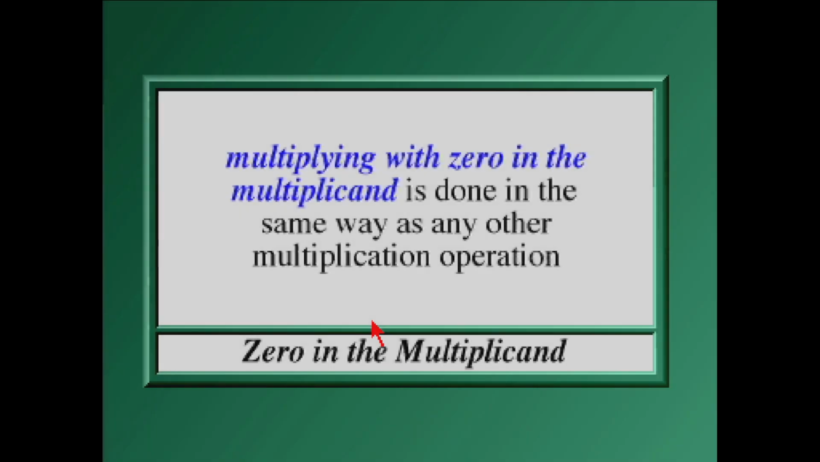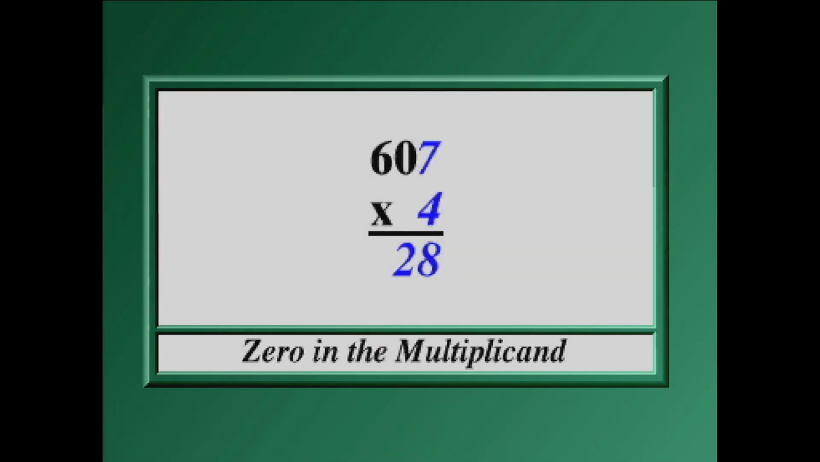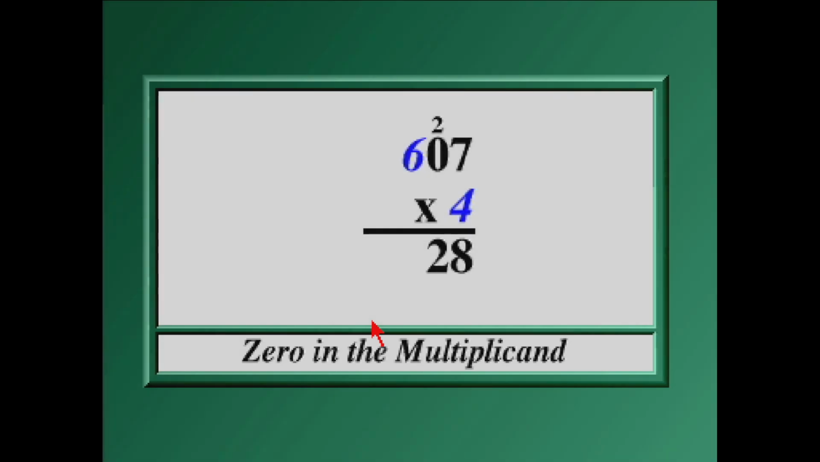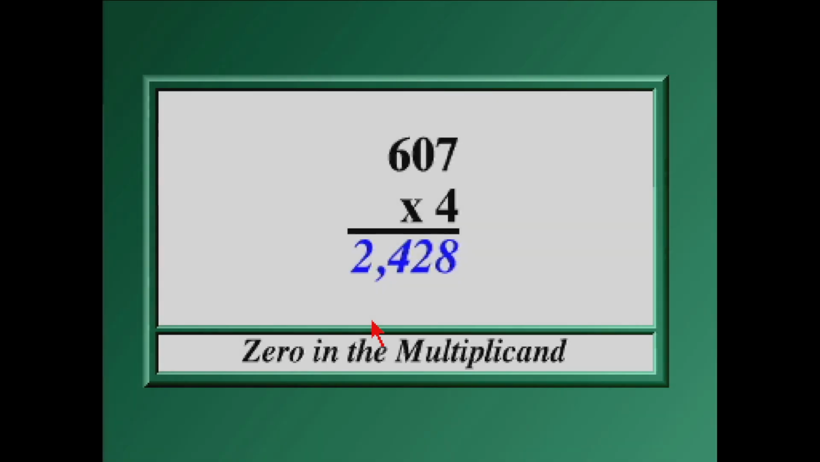Multiplying with 0 in the multiplicand is done in the same way as any other multiplication operation. For example, 607 times 4 would be written by putting the multiplicand 607 over the multiplier 4. 7 times 4 is 28. Write 8 in the ones column and place the 2 over the 0 in the multiplicand. 0 times 4 is 0, but you can carry the 2 into the tens column. 600 times 4 is 2,400, so you place 4 in the hundreds column and 2 in the thousands column. The resulting product is 2,428.